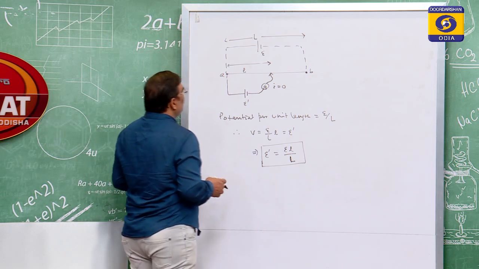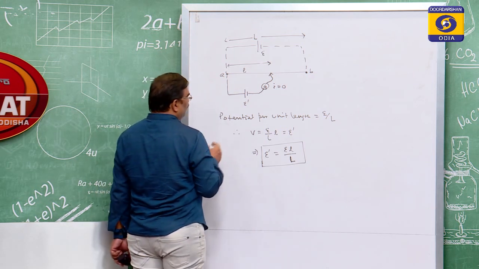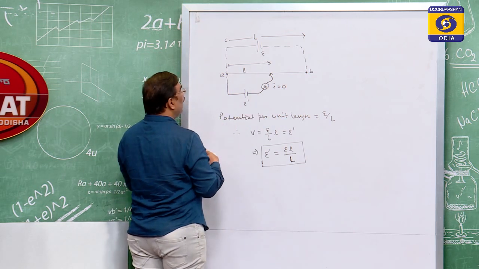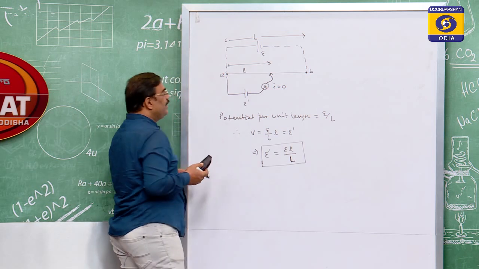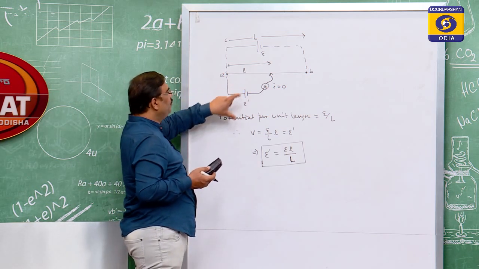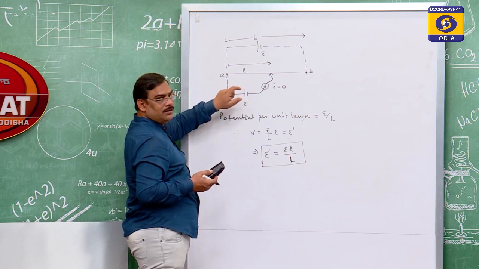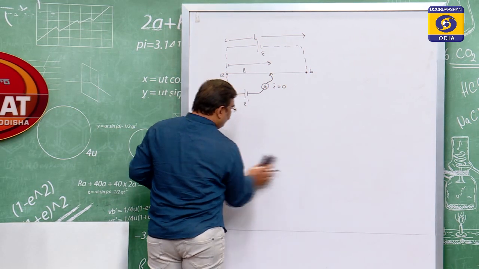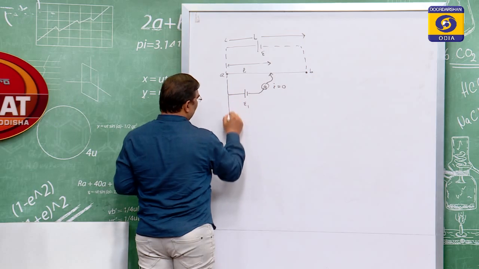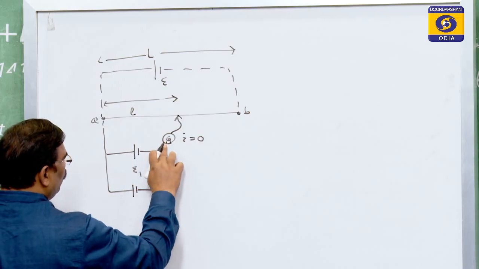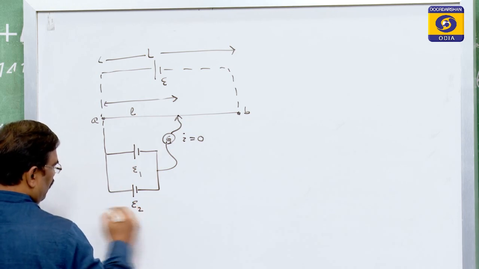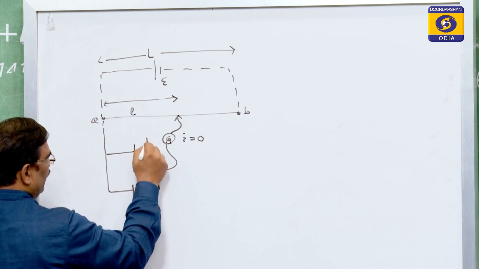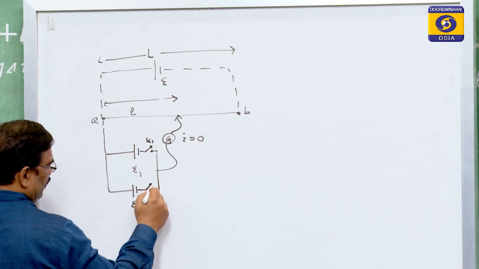Okay. Similarly, using another battery, we can compare the EMF of two cells by using the potentiometer. How? Let us see. Suppose there are two batteries E1 and E2. Here there is key K1 and this is key K2.